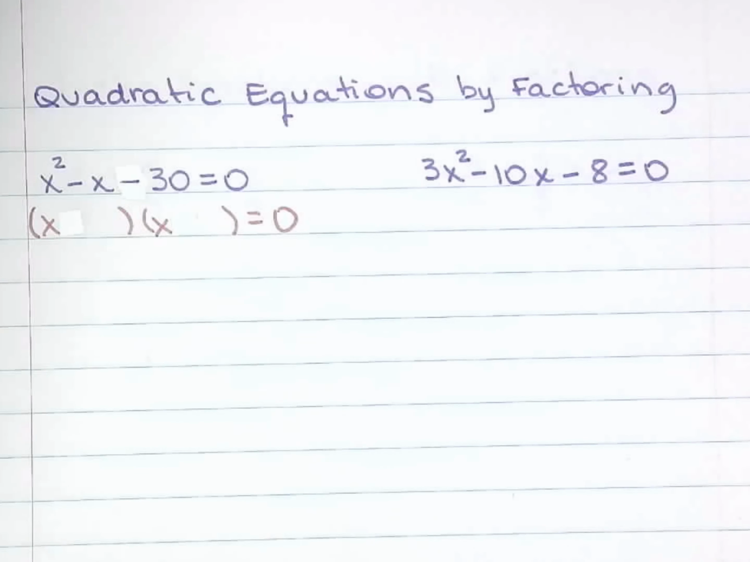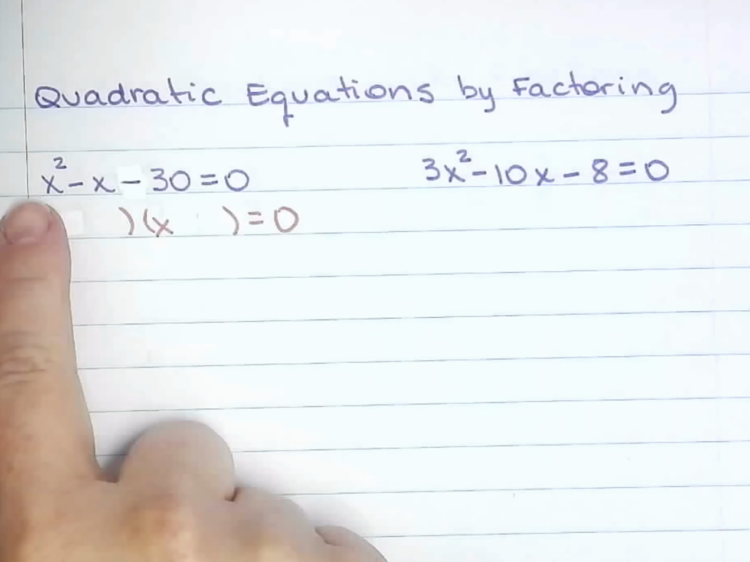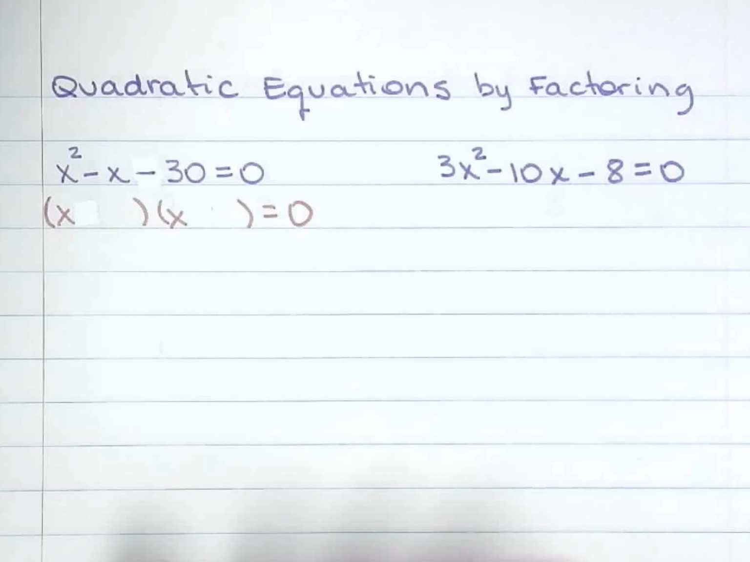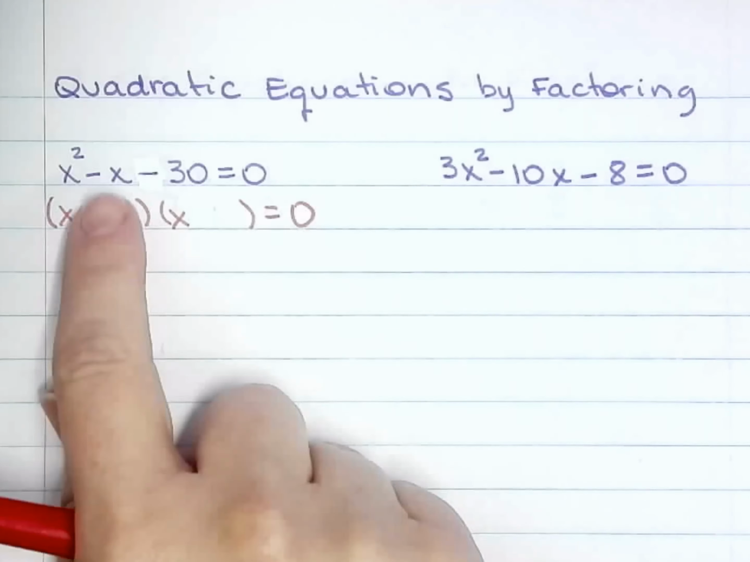Here we go again. We're solving quadratic equations by factoring. So we have two examples, one with the leading coefficient 1, one with the leading coefficient 3. Same idea, but different skills. So the first one, easy.